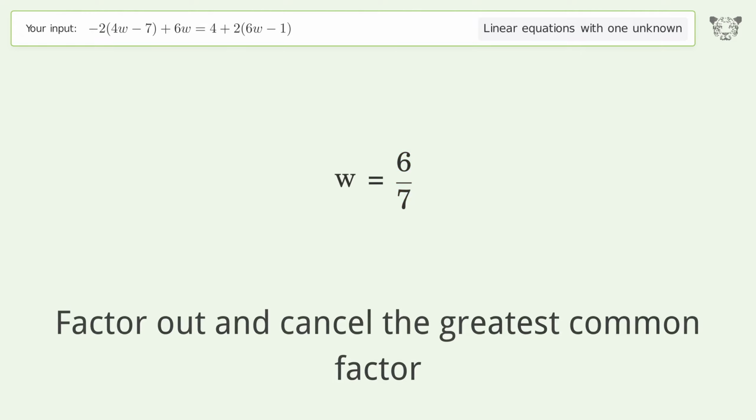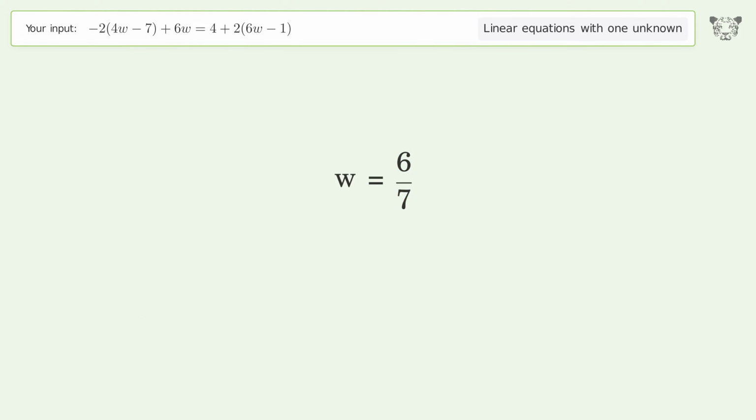And so the final result is w equals 6/7.